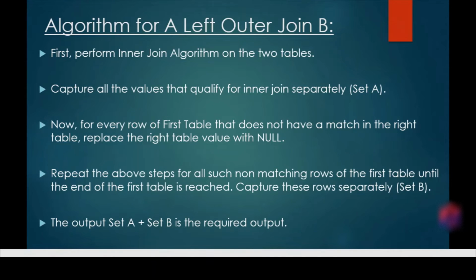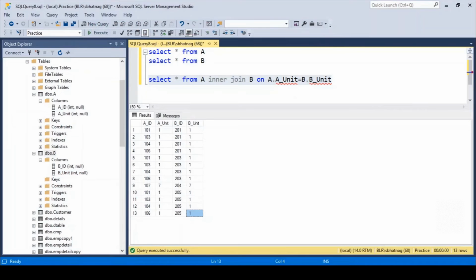So without any delay, let's head back to our SQL Server and see how things work for left outer join. In SQL Server we have already done inner join. Now we are simply going to replace the inner keyword and write left outer join here. Remember, the condition on which the join is being performed remains the same, that is a.aUnit equals b.bUnit. Now let's run this and we get an output like this.